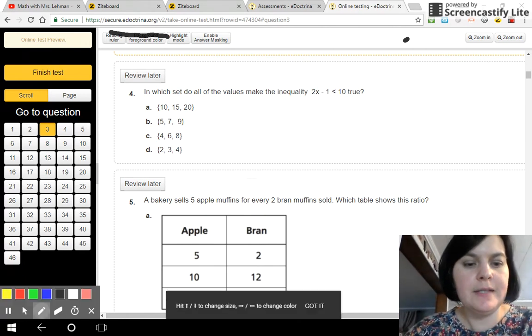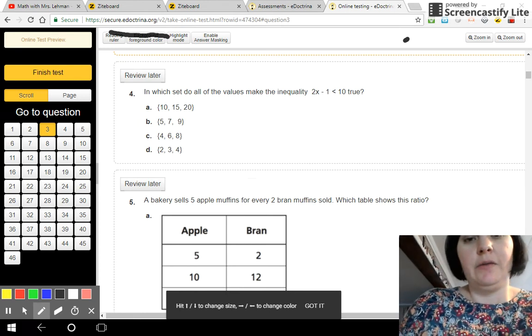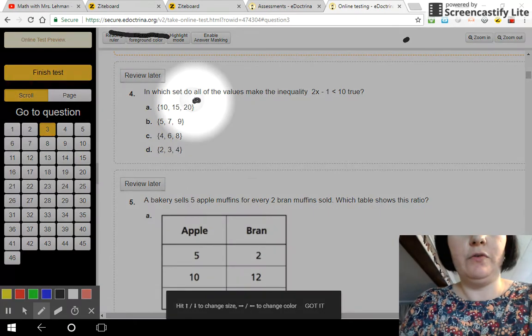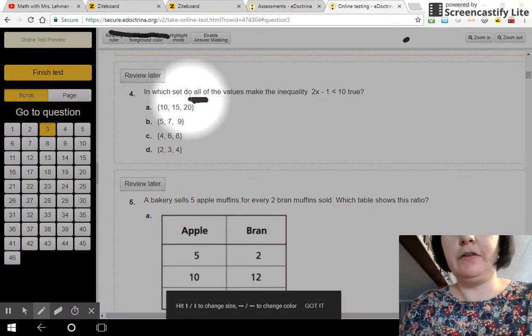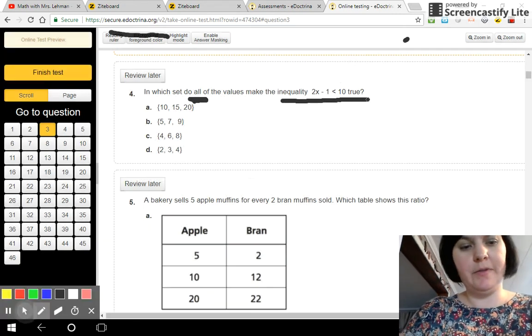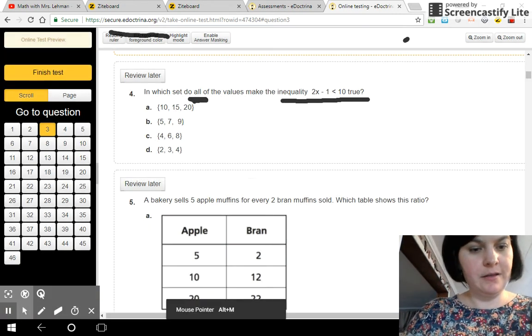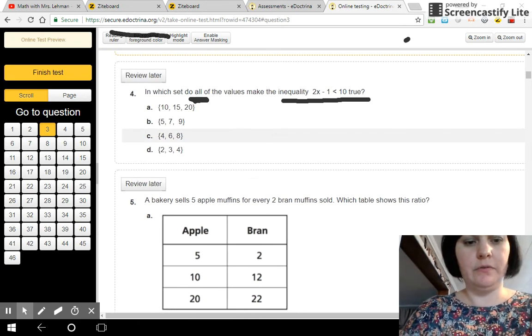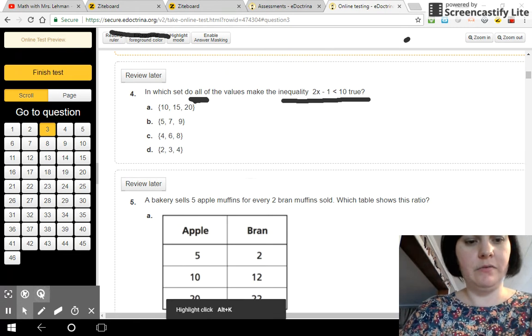Okay. It says, in which set do all of the values, so not just a few, all of the values make this inequality true? This is what happens when I start hitting buttons. I think this one's just old school mouse. Oh, I don't stinking know. That's what happens when you get old, kids.